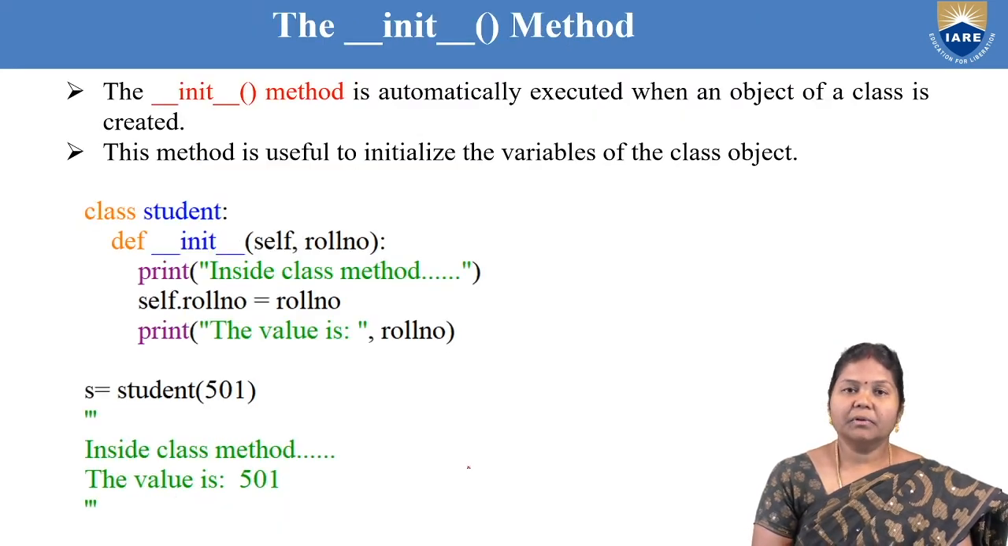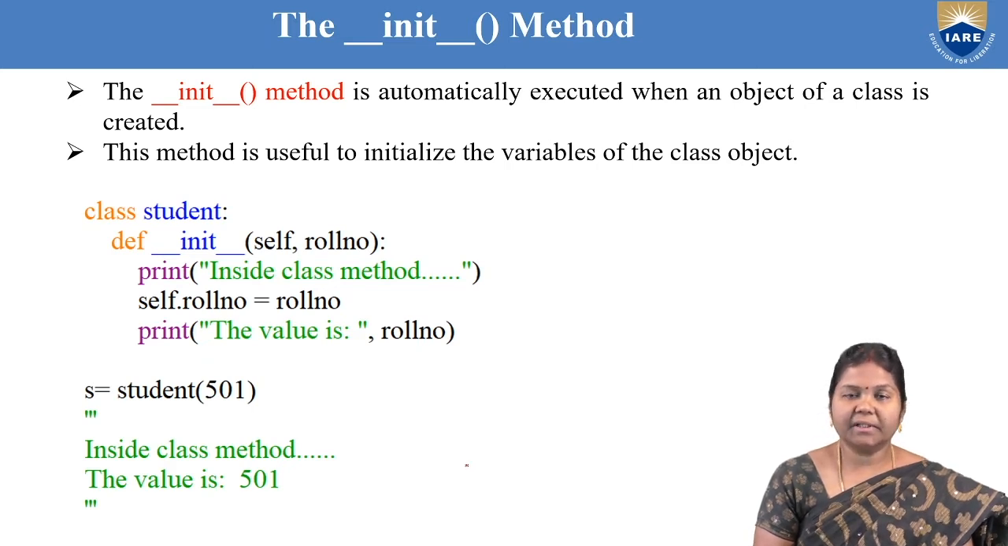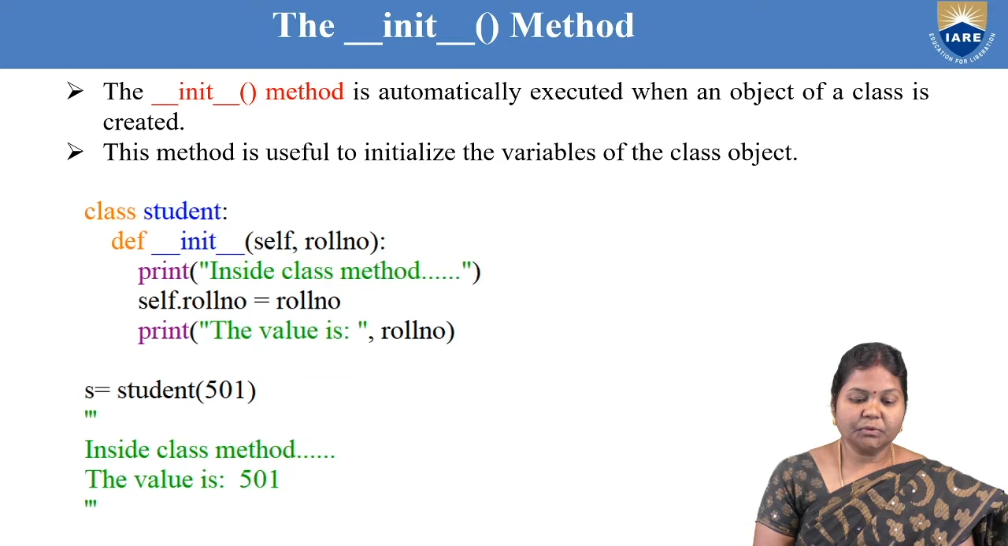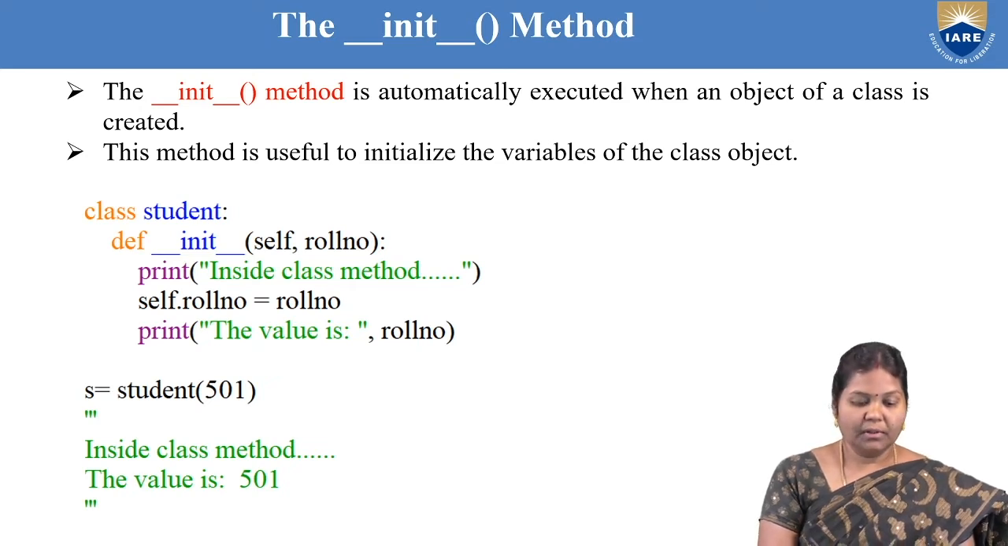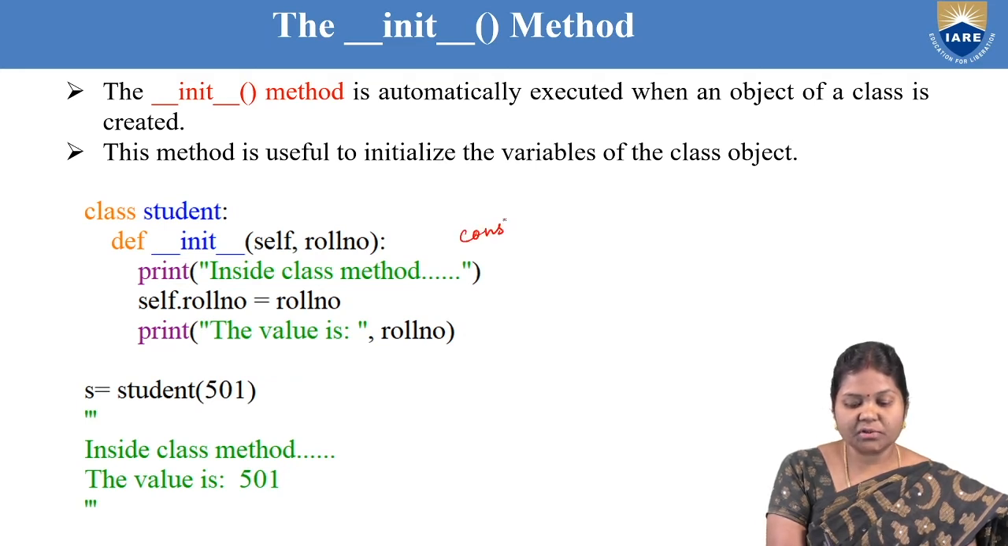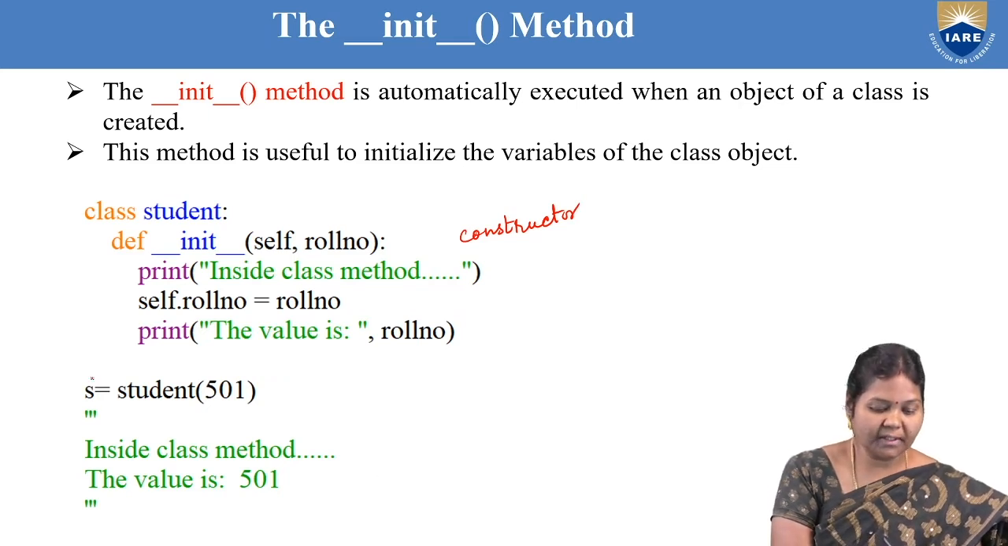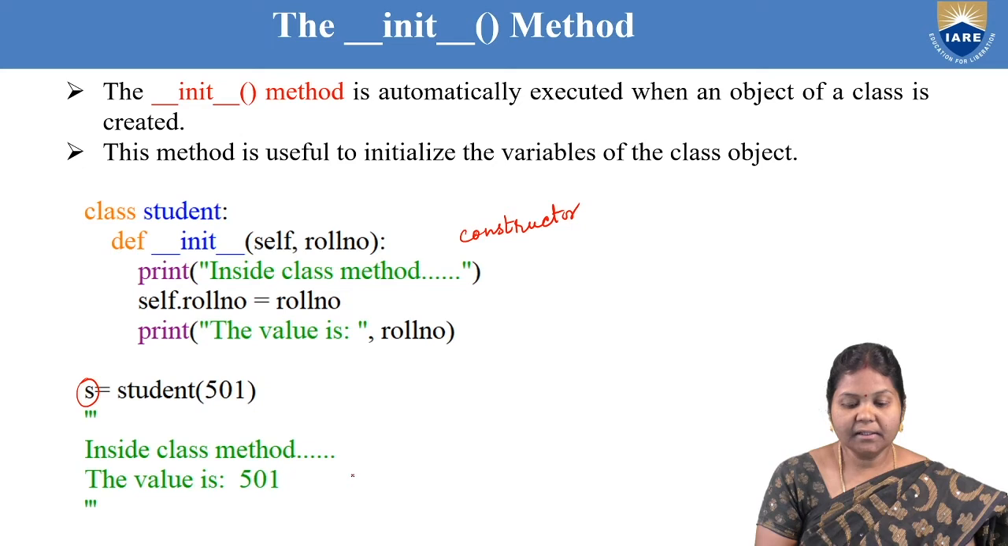Now let us talk about what is the specialty regarding the init method in Python. The init method is automatically executed when an object of the class is created. This method is useful to initialize the variables of the class object. Let us see how to do it. Suppose student is a class. Here init is also known as a constructor. Whenever you create an object of student class, automatically this init method is executed, and whatever initialization you have done will be done automatically.